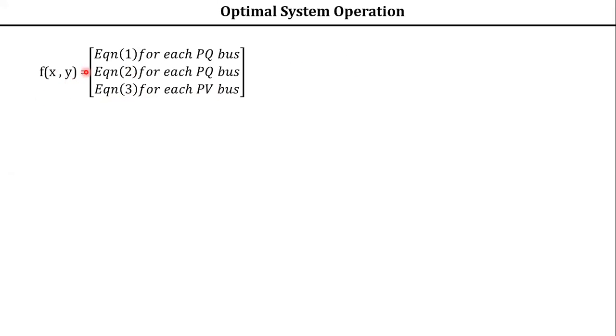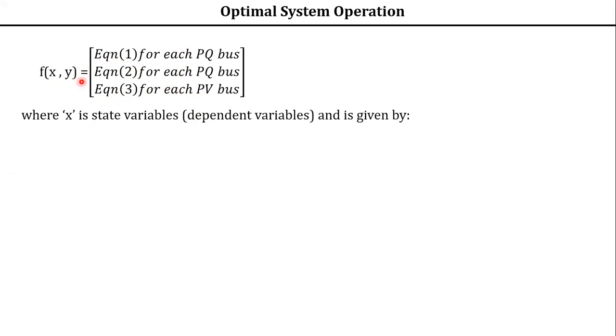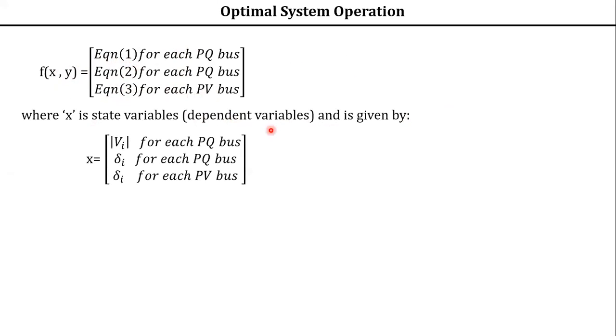Understood? So define f of x, y is equal to equations 1, 2, 3 in vector form. Equations 1 and 2 are for each PQ bus, and equation 3 only for the PV bus; you have to represent it. Now, x is a state variable, also called the dependent variable, and is given by x.